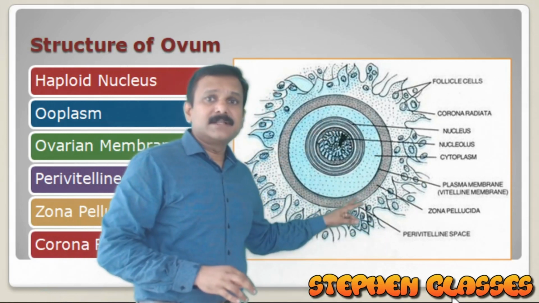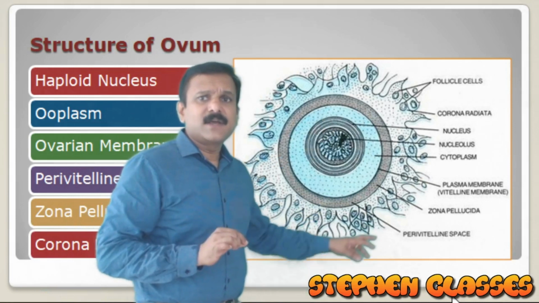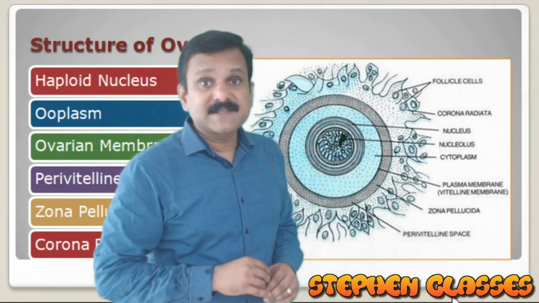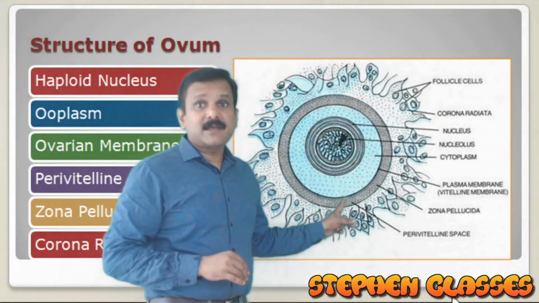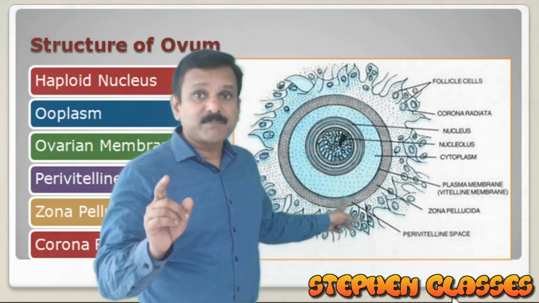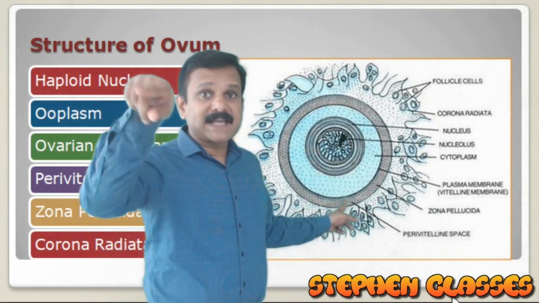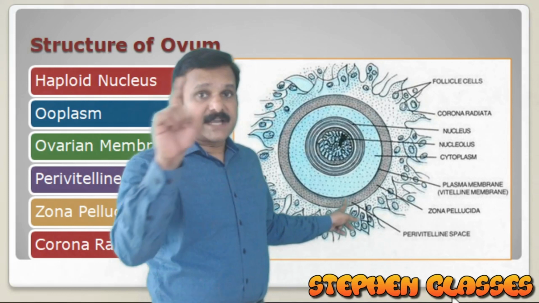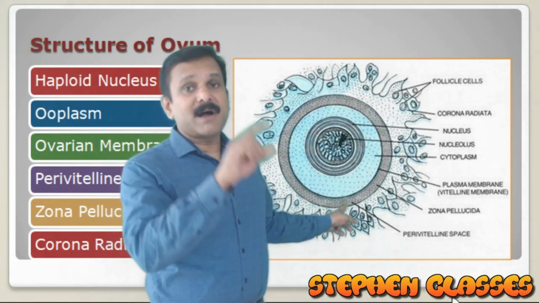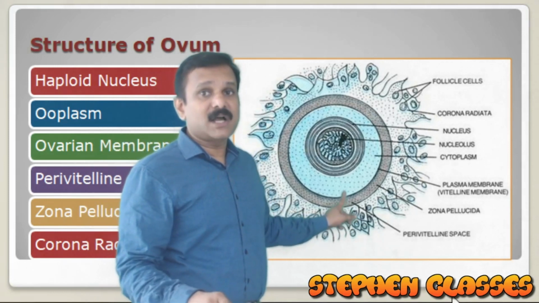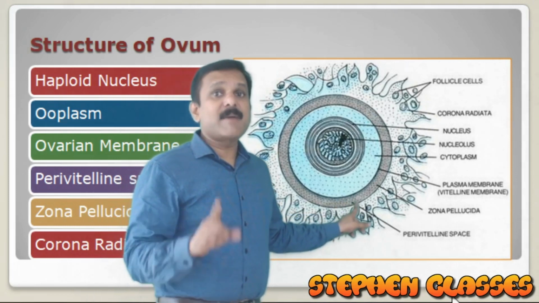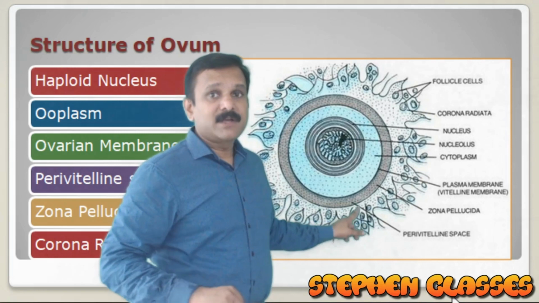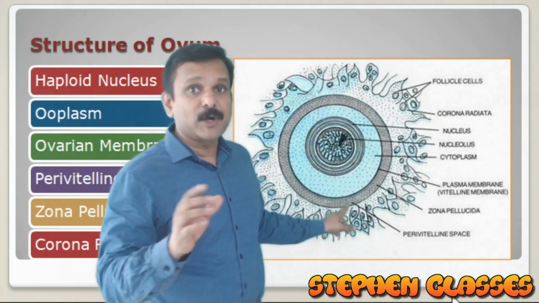Outer to that, there is a narrow space called the perivitelline space. Then you can see a non-cellular covering. In the beginning, I told you about the secondary oocyte covered by zona pellucida. So here the secondary oocyte is covered by zona pellucida, which is retained here. It is a non-cellular layer made of glycoproteins.